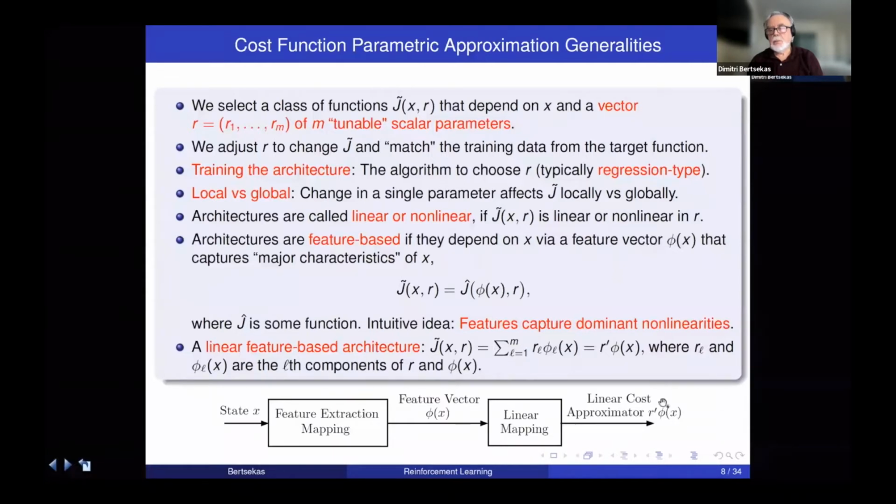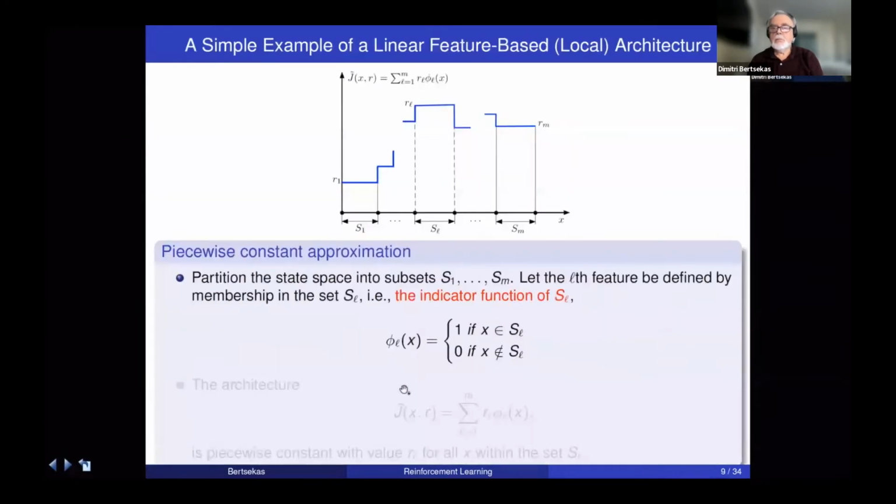Okay, so now I'm going to give you a simple example of a linear feature-based architecture that is also local. So this is a piecewise constant function approximation. So we have the target function, and we want to approximate it with a piecewise constant function. So what does this mean?